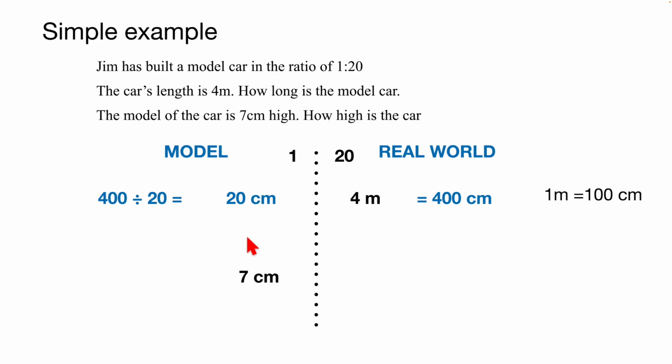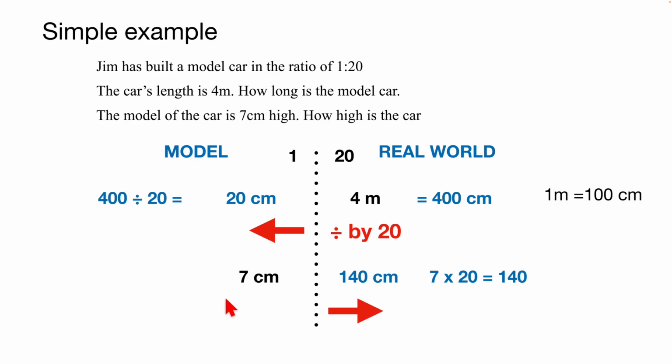Marvellous. We've got a model where the length is 7 centimetres. The model is 7 centimetres high. How high is the car? We're going this way, so we're going to multiply everything by 20. 7 times 20 is 140. So it's 140 centimetres. Notice how we keep the same units. We could say this is 1.4 metres, but why bother? This is the right answer. So you can see, if we're going this way, we are dividing by the ratio. Divide by 20. If we're going this way, we are multiplying by the ratio.